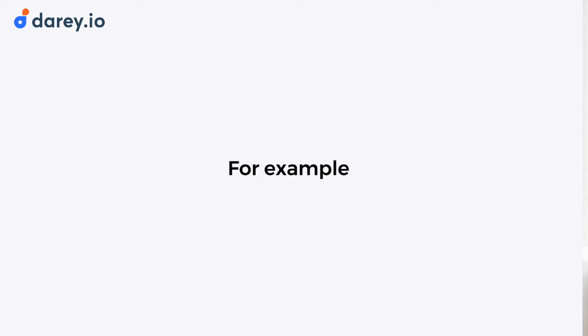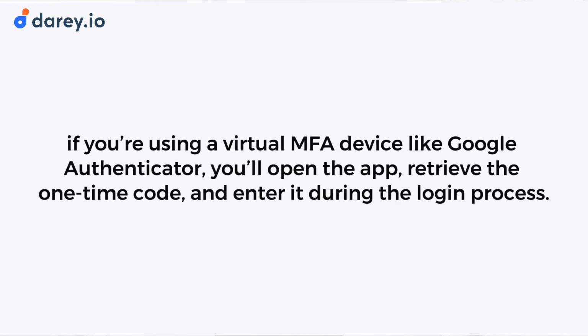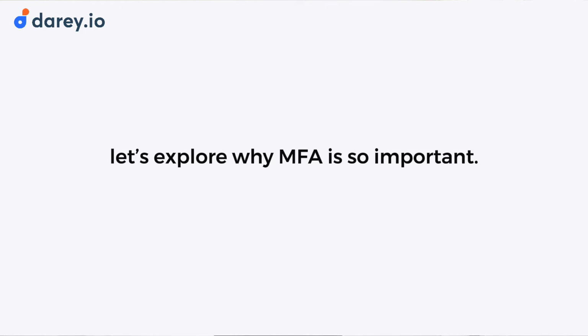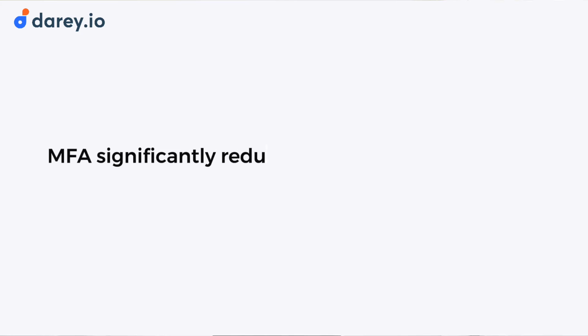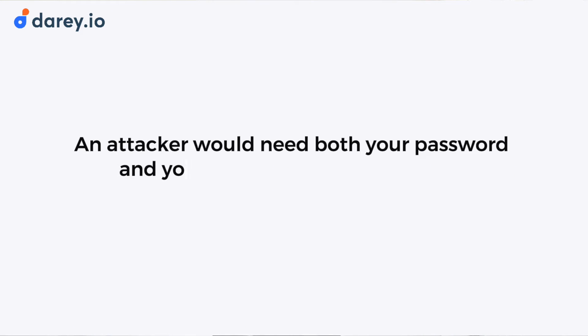For example, if you're using a virtual MFA device like Google Authenticator, you'll open the app, retrieve the one-time code, and enter it during the login process. Now that we understand what MFA is and how it works, let's explore why MFA is so important. Enhanced security. MFA significantly reduces the risk of unauthorized access, even if your password is compromised. An attacker would need both your password and your MFA device to gain access.